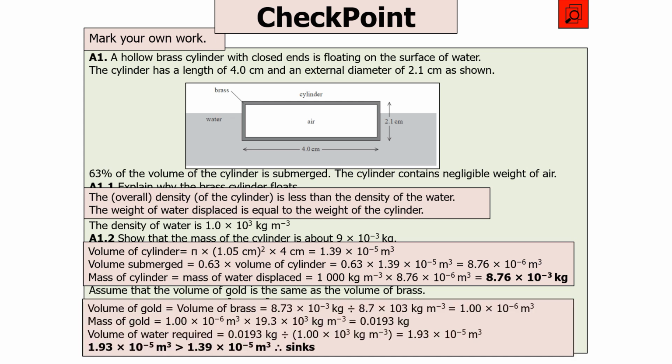In the next one, we know the volume of the gold equals the volume of the brass. So we know it's 8.73 times 10 to the minus 3 divided by 8.7 times 10 to the 3, sorry. So therefore it's 1.00 times 10 to the minus 6 meters cubed. The mass of the gold is therefore this volume times 19.3 times 10 to the 3, which is 0.0193 kilograms. Now you can then say the volume of water required is that value divided by its density. So we get 1.93 times 10 to the minus 5 meters cubed, and this value is greater than the volume that would be displaced by this object, so therefore it would sink.